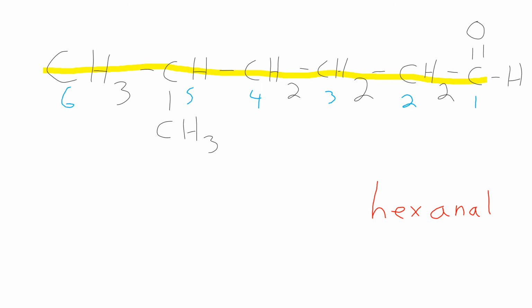What do we have? We have a branch that we still have to describe as well. How many carbons in that branch? There's 1 carbon in that branch, so that makes this a methyl branch.